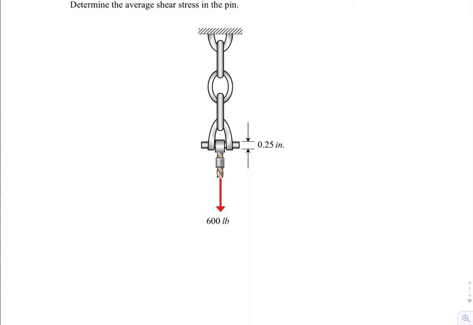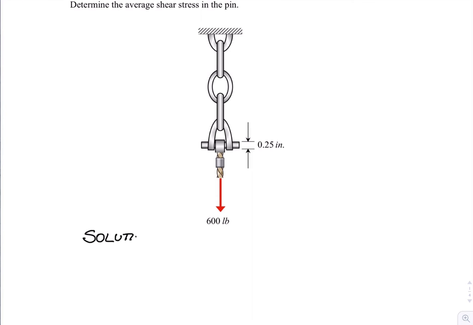For this problem, we're asked to look at this chain. There's an axial force of 600 pounds acting on the end. The force is applied to a cable. The cable is attached to a pin, which is in turn attached to the chain. The diameter of the pin is 0.25 inches. What we want to do is find out the average shear stress of that pin due to that 600-pound load.